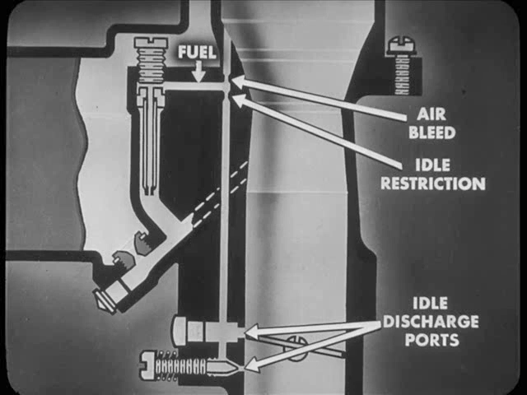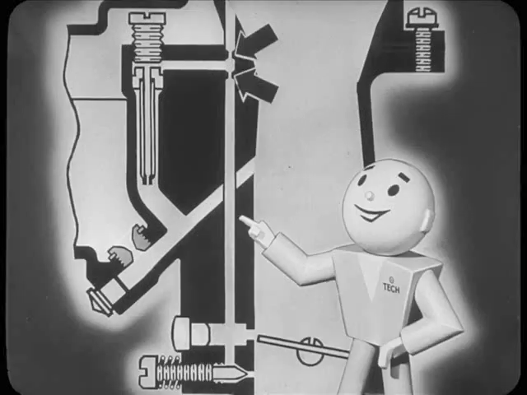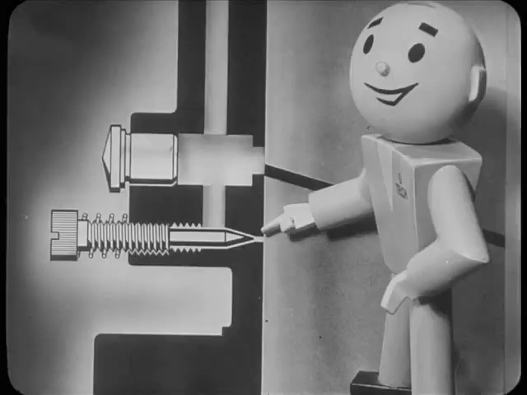Air enters the idle system through a tiny air bleed and mixes with fuel. Then the mixture goes through the idle restriction on its way to the idle discharge ports. Whatever you do, don't run a drill or wire through those restrictions or you'll ruin the whole carburetor. Here's one of the holes the idle mixture comes out of, that lower one.